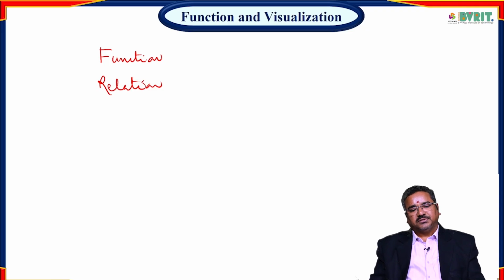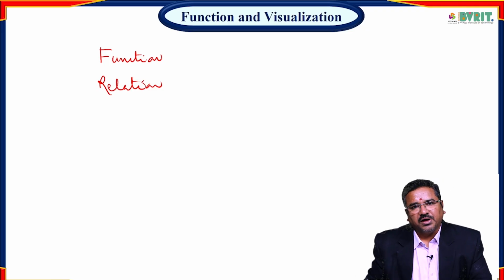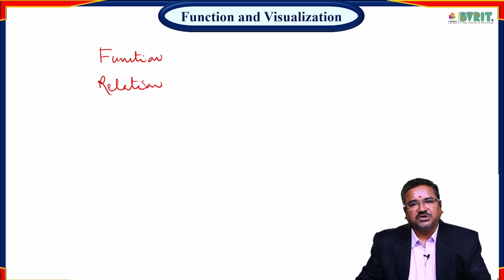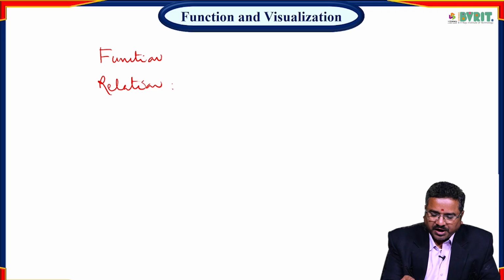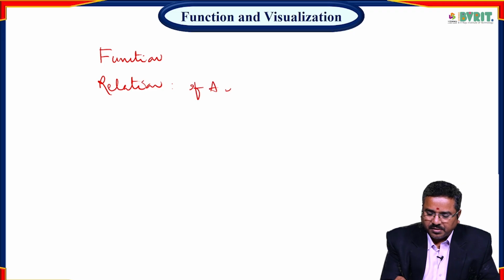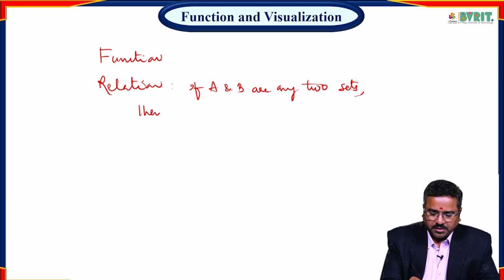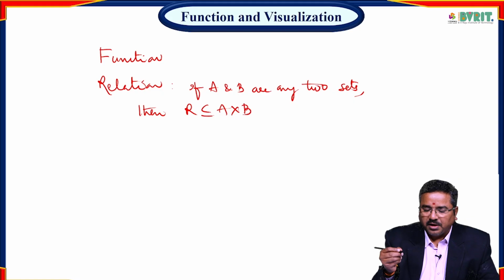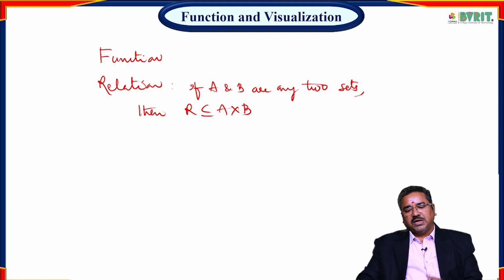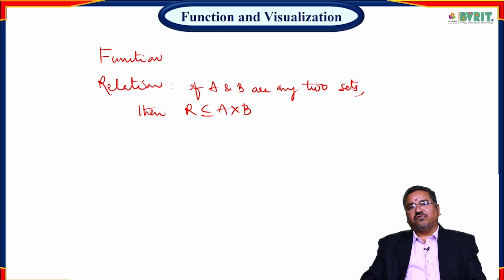We require sets. So a relation is: if A and B are any two sets, then a subset of A cross B is called a relation from A to B. Here R is a subset of A cross B, therefore R is called a relation from A to B.